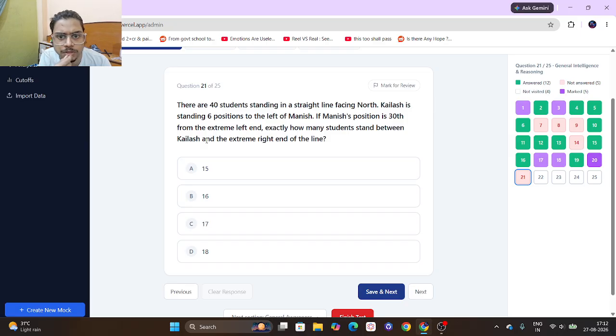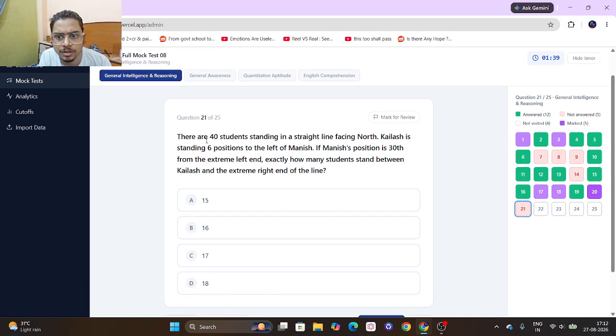There are 40 students standing in a straight line facing north. Kailash is standing 6th position to the left of Manish. 40 students, so Manish's position is 30 from the extreme left. Here Manish has come.